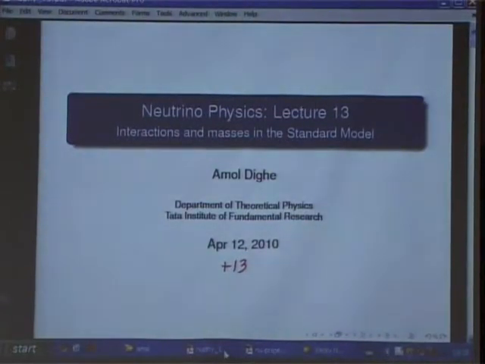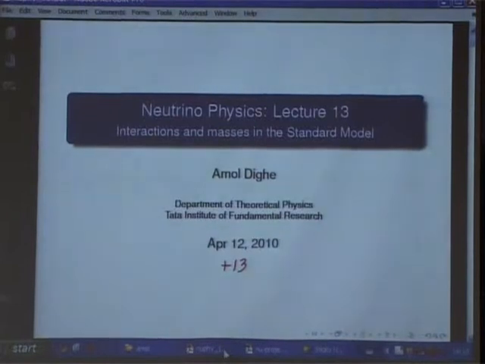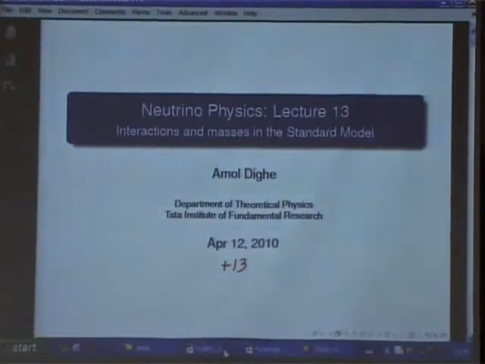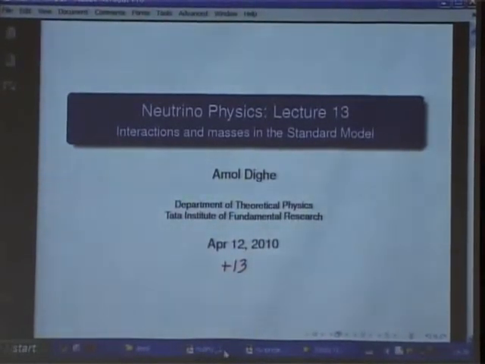We continue. So I repeat almost everything I did yesterday at a faster pace, which was the structure of the standard model Lagrangian, and then we'll go ahead and try to see how masses are given to particles. So let's see what we do.